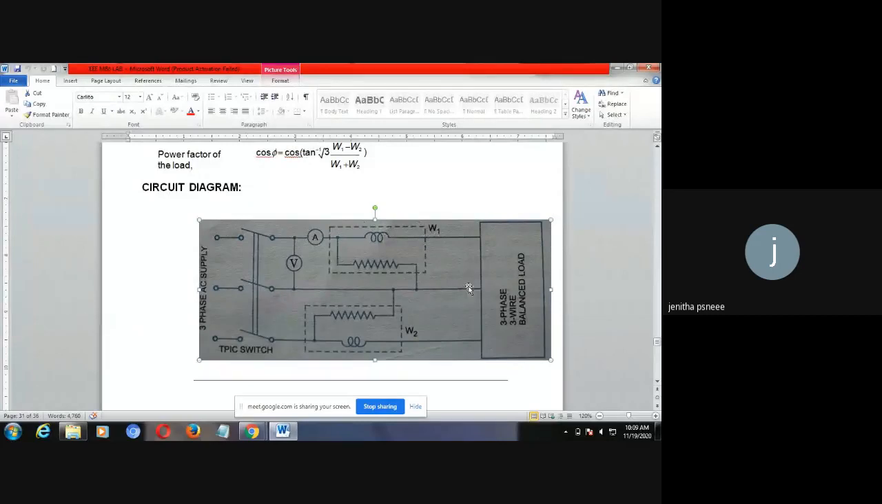Here you will be using the load. See here, this is the supply and we will be finding the voltage. We connect the voltmeter to any two lines. What is the purpose of this voltmeter? It gives the reading of how much supply voltage you are initially receiving.